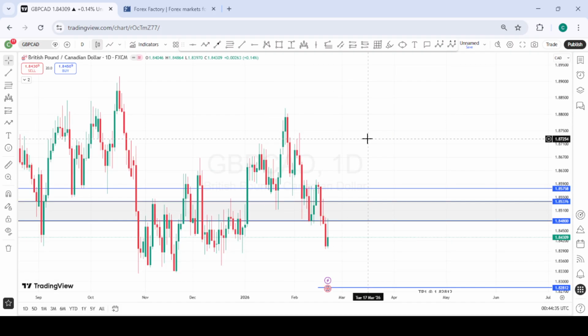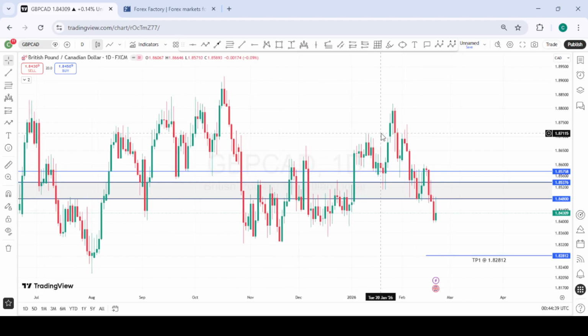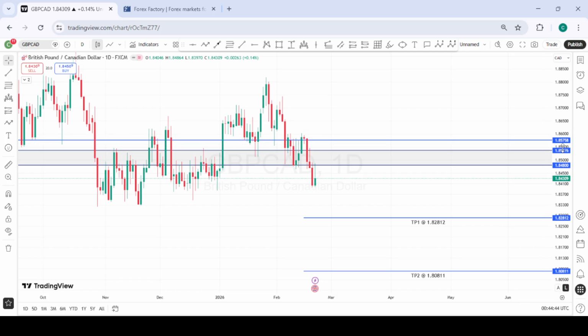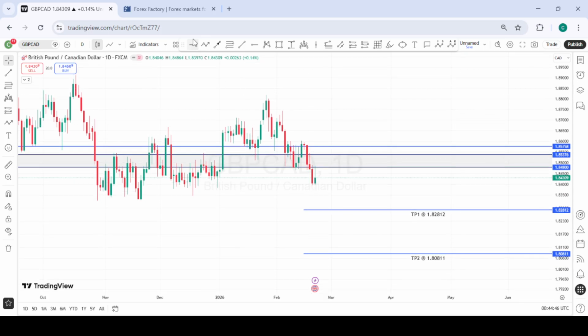This is GBPCAD. GBPCAD currently is extremely bearish. So going into next week, we are looking out for this possible pullback to this very first area of interest to give us selling opportunities. I mean, price has already retested it, but we're looking forward to a possible retest once again to the area of interest to give us a selling opportunity to the downside.